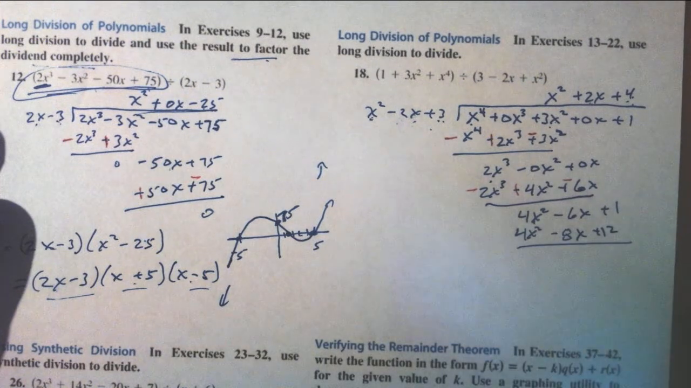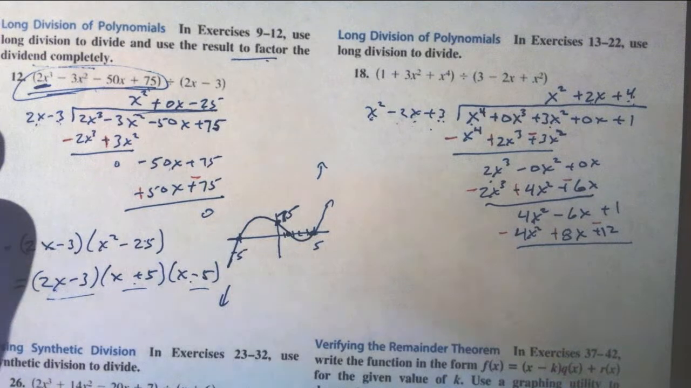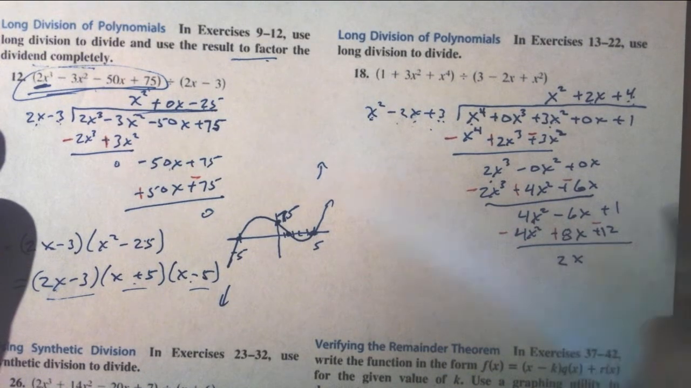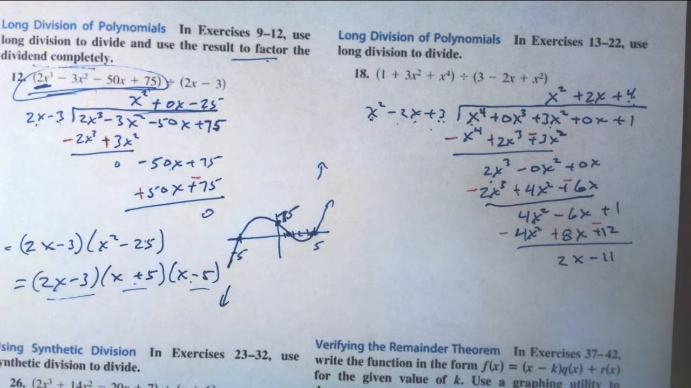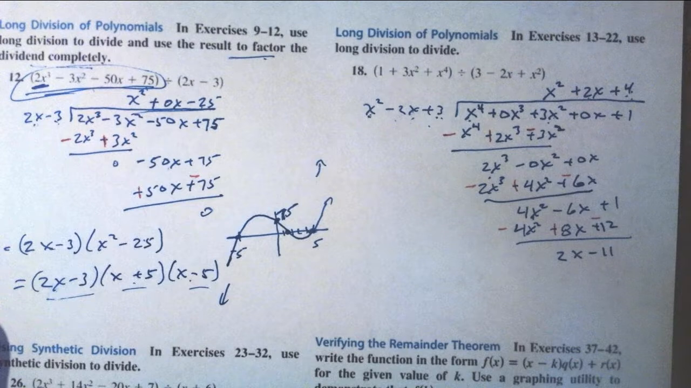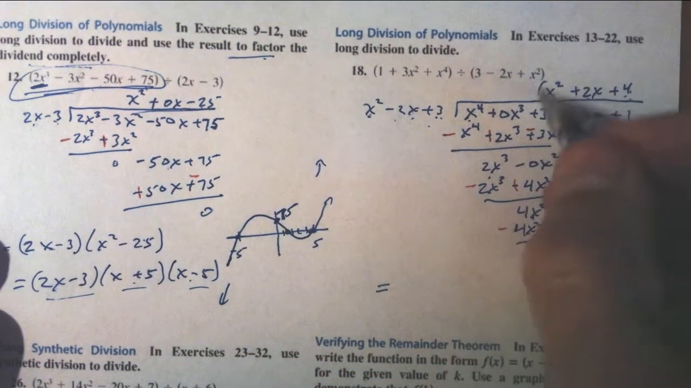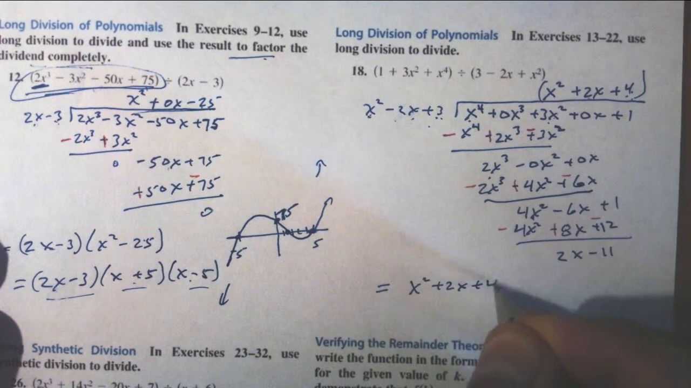And what am I going to do next? Make certain that I subtract those. I get 0. Negative 6 plus 8, I get 2x. 1 minus 12, I get minus 11. So how do we represent our answer? Our answer, the division, is this guy, x squared plus 2x plus 4.